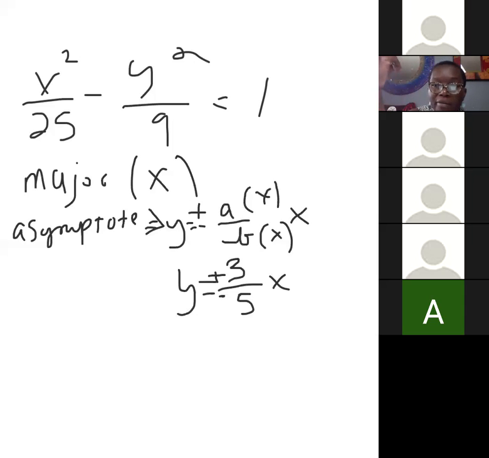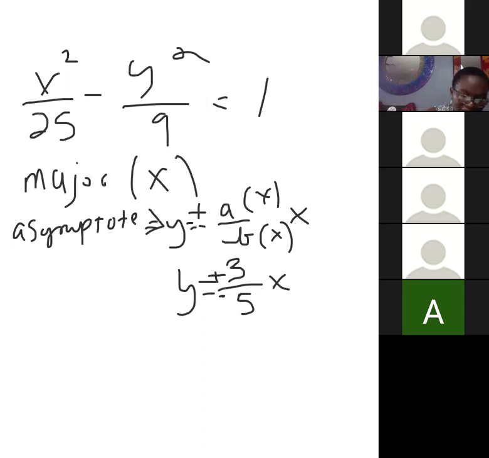So the denominator of the y, whether it's the major or the minor, it doesn't matter. The denominator of the y, you take the square root of it over the denominator of the x, take the square root of it, guys. That's how you create those oblique asymptotes. You guys are good? All right.